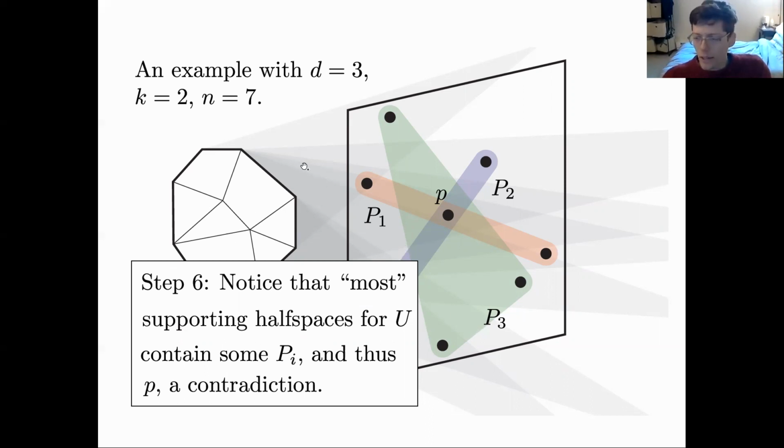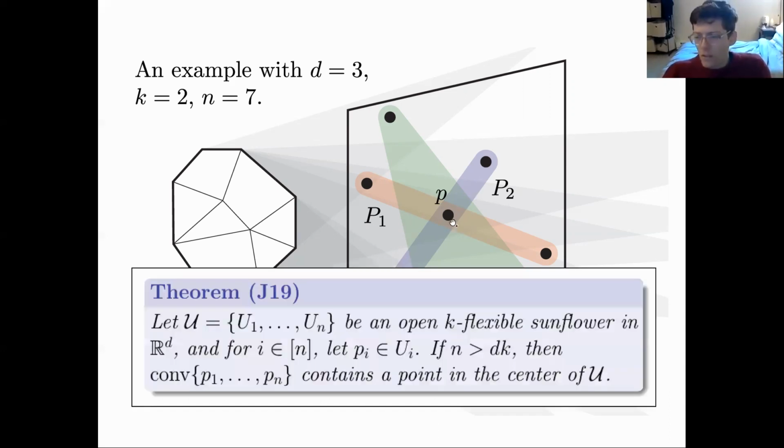This has to do with the K parameter. There's a way to geometrically prove this. And in particular, most of a dense subset of the supporting half spaces to my center must contain this point P. And that's a contradiction because then P would be very close to the center, but I've constructed it so that it has positive distance away.